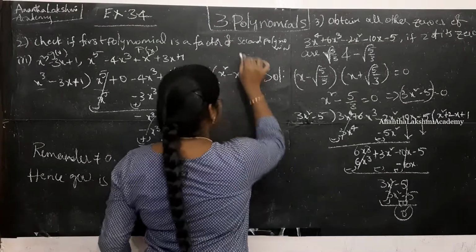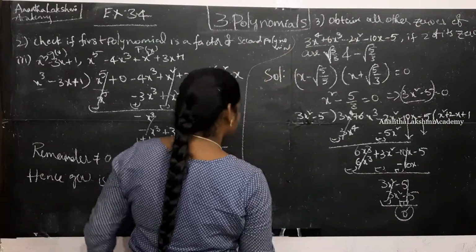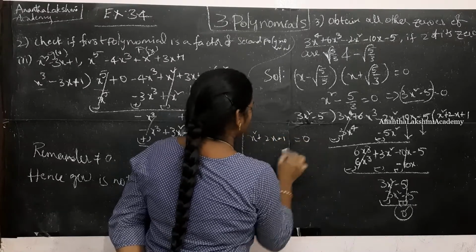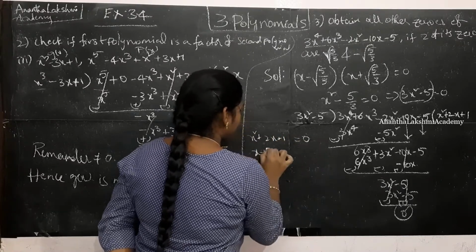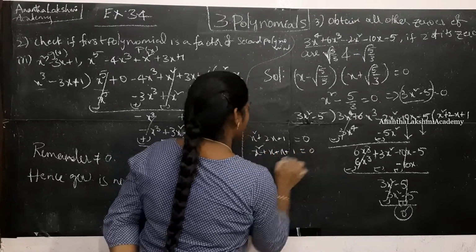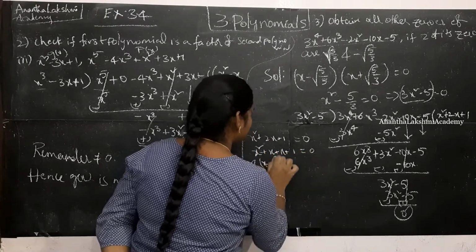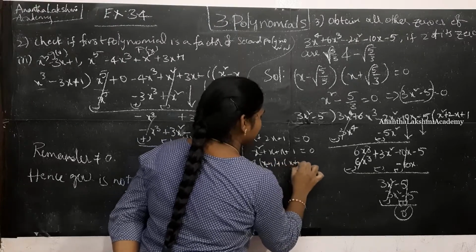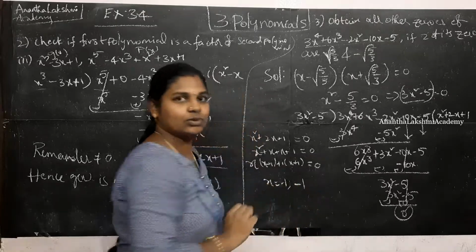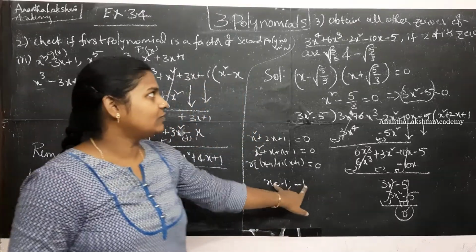How do we figure out the other zeros? X square plus 2x plus 1 is equal to 0, which is nothing but directly I can write it as x square plus x plus x plus 1 is equal to 0. X into x plus 1 plus 1 into x plus 1 is equal to 0. So x is equal to minus 1 comma minus 1 are the rest of the zeros.